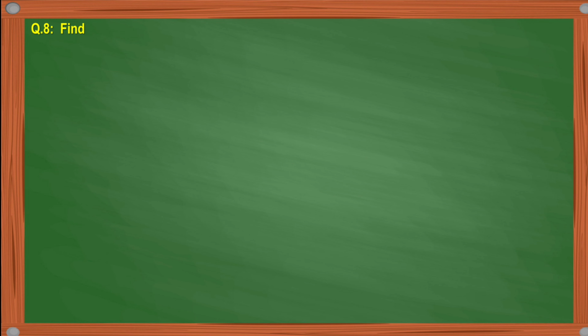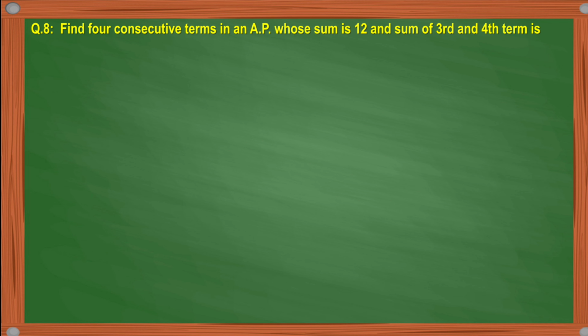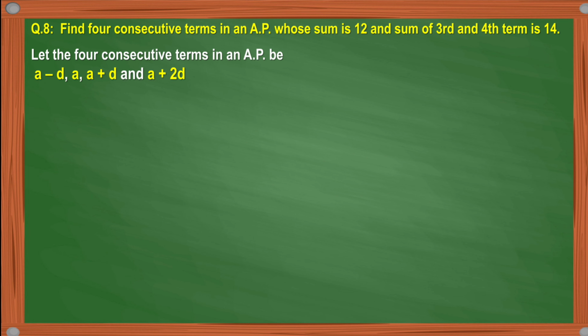Let us see question number 8. Find 4 consecutive terms in an AP whose sum is 12 and the sum of the third and fourth term is 14. So for 4 consecutive terms in an AP, we are going to consider them as a minus d, a, a plus d and a plus 2d.